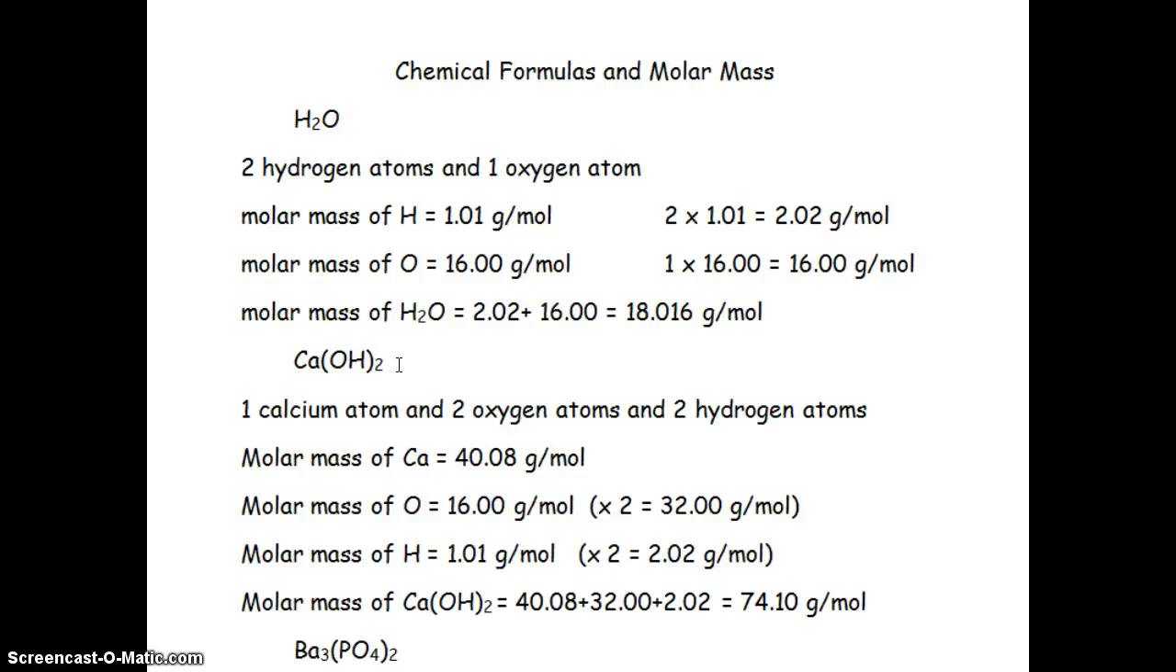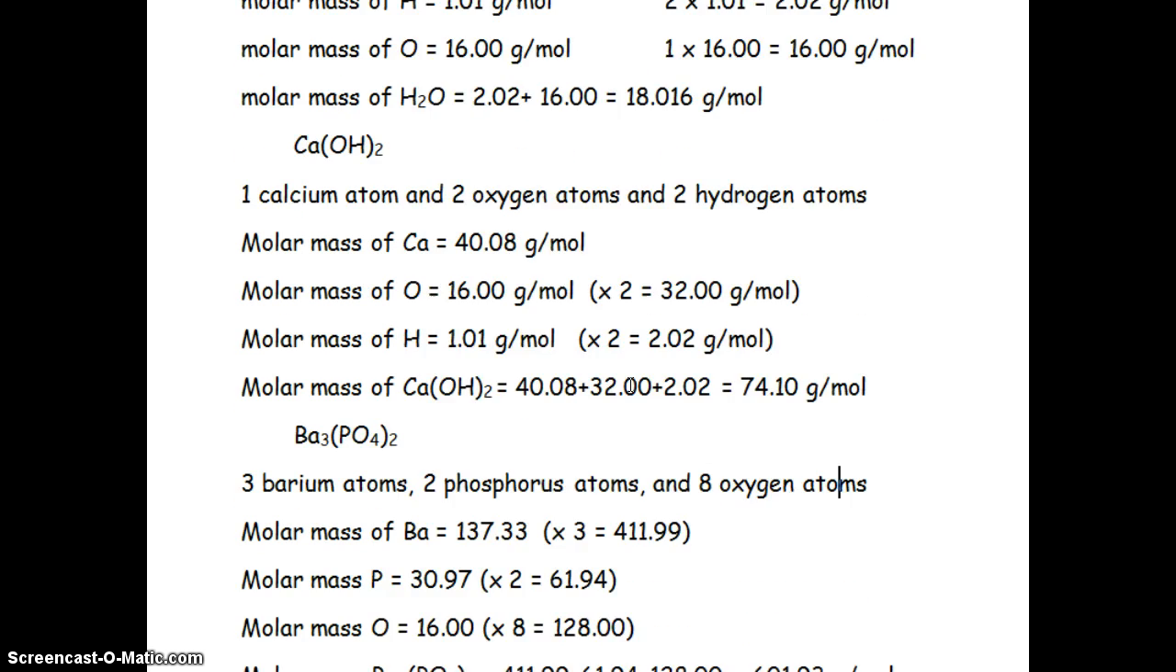To calculate the molar mass, you figure out the molar mass of calcium from the periodic table, the molar mass of oxygen, and the molar mass of hydrogen. The molar mass of oxygen you have to multiply by 2 because there's 2 of them per each formula unit. And the molar mass of hydrogen you have to multiply by 2 because there are 2 of them in each formula unit. So the molar mass of calcium hydroxide is equal to 74.10 grams per mole.